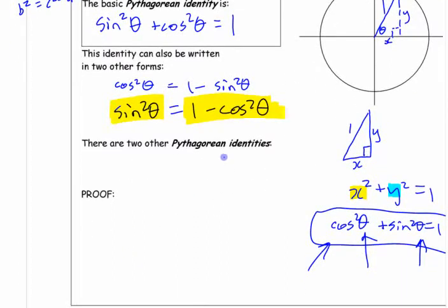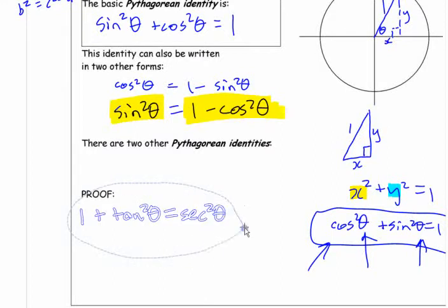There are two other Pythagorean identities that don't get used as often, but they're there if you want. They have to do with each of these things here. One of them is 1 plus tangent squared equals secant squared. The way you can show that, well, I guess I should have written it up above the proof here.